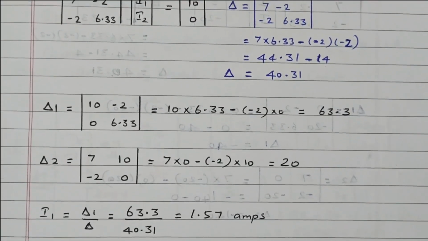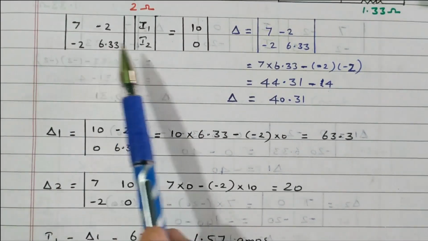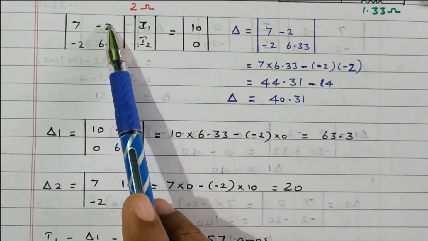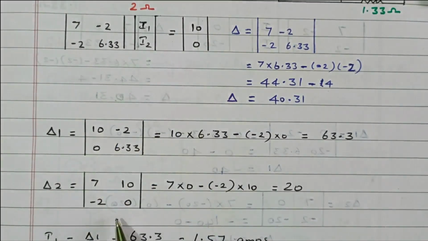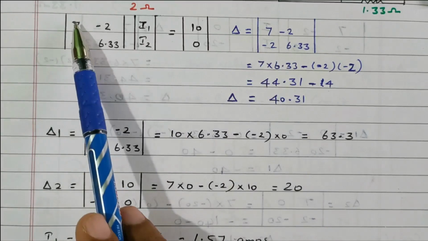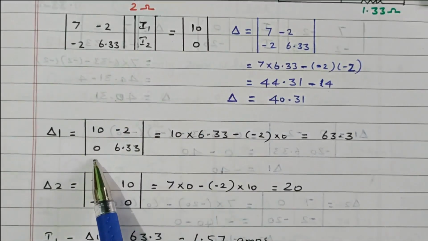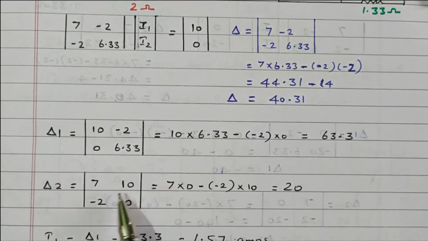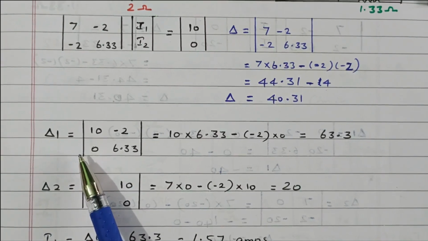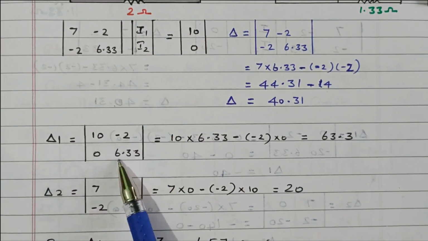What is delta 1? Delta 1 is nothing but you have to replace the first column with the voltage matrix. That is delta 1. Replacing the second column with the voltage matrix is the delta 2. Right? The delta is as it is, we have to write. Delta 1 means first column is replaced by voltage matrix 10, 0. Second column is replaced means delta 2. Right. So the delta 1 after replacing, what we have is 10, minus 2, 0, 6.33.